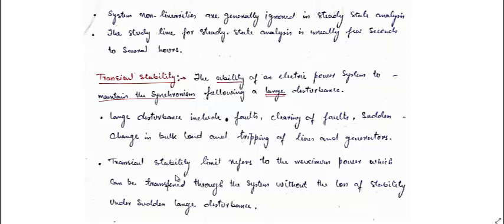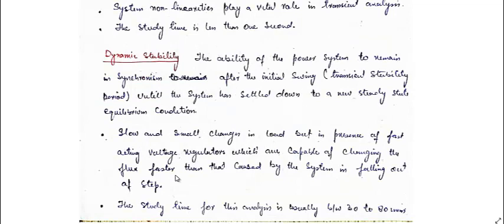You will see that the transient stability limit is always less than that of the steady state stability limit. I will show you how this is less, but for the time being you should just keep in mind that the transient stability limit will always be less as compared to the steady state stability limit. System non-linearities play a vital role in transient analysis. The study time is less than 1 second. So this is the transient analysis.